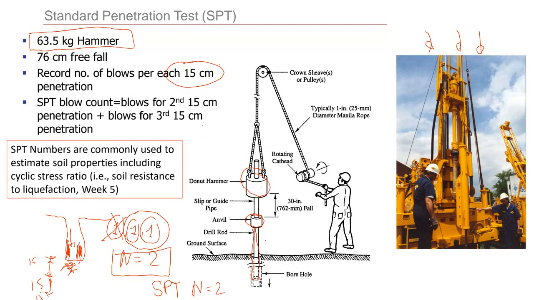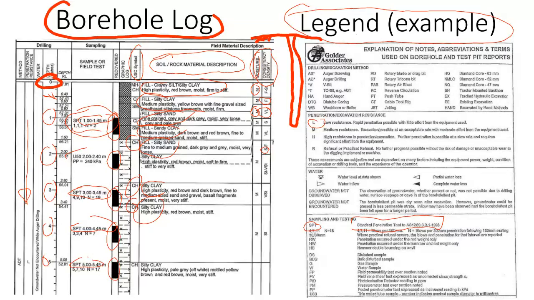If we go back, you will see that here we have 1, 1 equals 2. Then for this test, you see we have 4, 9, 10. So 4 is the number of blows for the first 15 centimeters, 9 for the second 15 centimeters, and 10 for the third 15 centimeters. Altogether, it gives you 19.